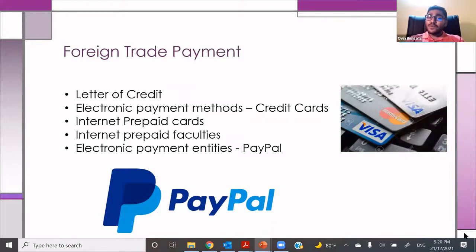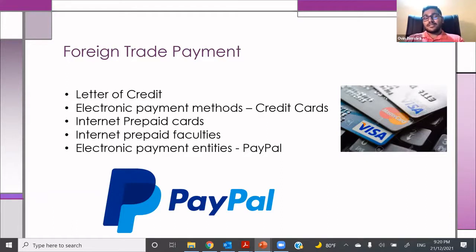Then how are we doing the foreign trade payments? It's not that you are going to a shop in your country and making the payment with cash. Now the person who receives the payment is in a different country. In that situation, how are you going to do the payment? Letter of credit. I'm not going to explain it here because the next slide is fully dedicated to this. Because of that, let's keep it aside at the moment.